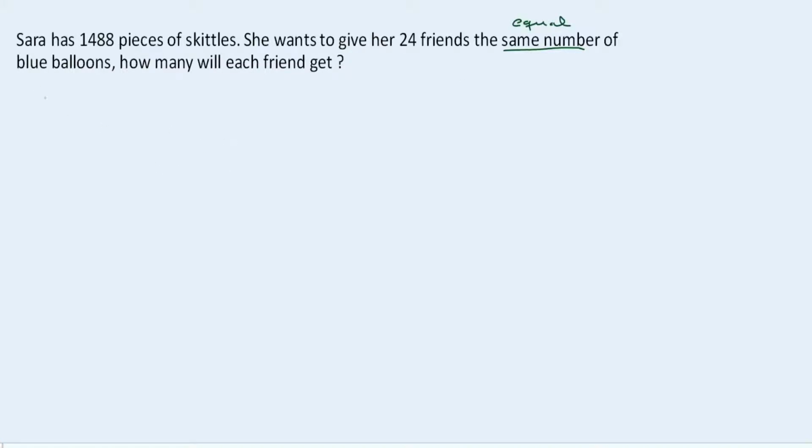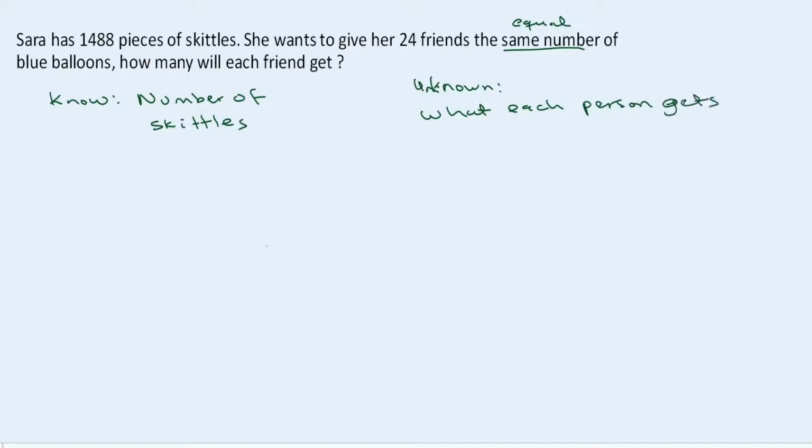So what do we know? We know number of Skittles. What do we not know? Unknown is what each person gets. Okay, so we have 1,488 Skittles, and we want to divide by 24 to figure out what each person gets.